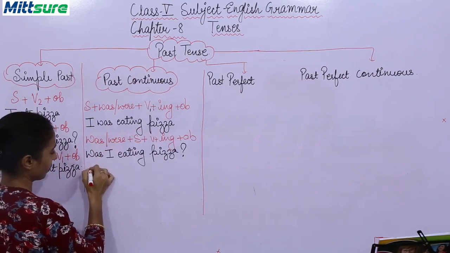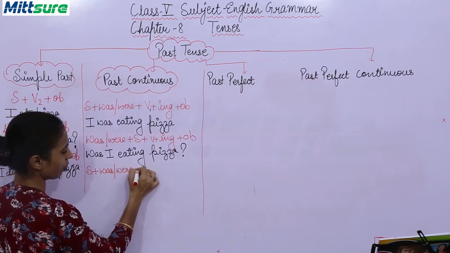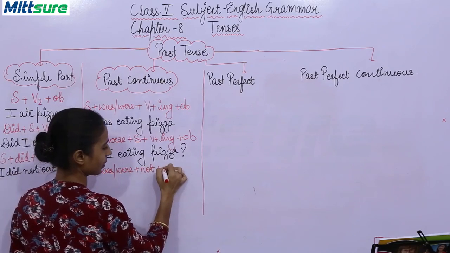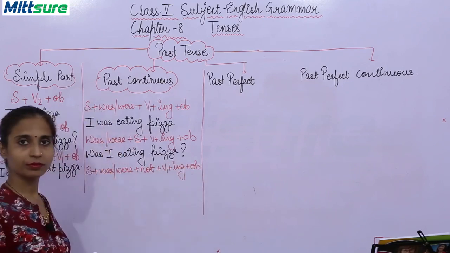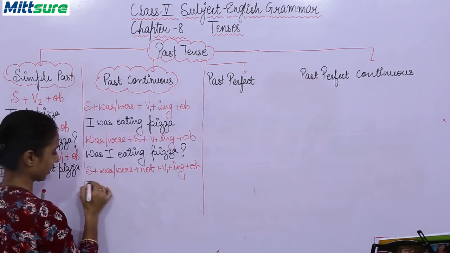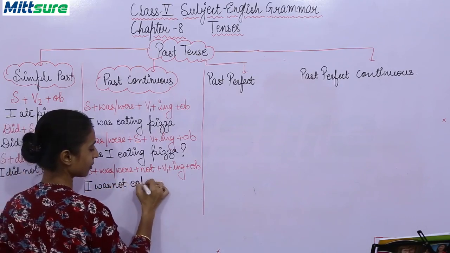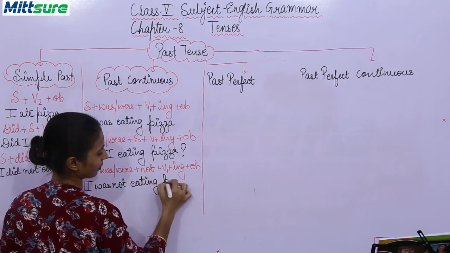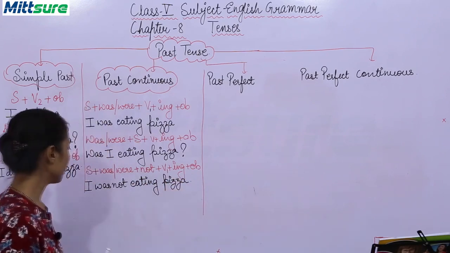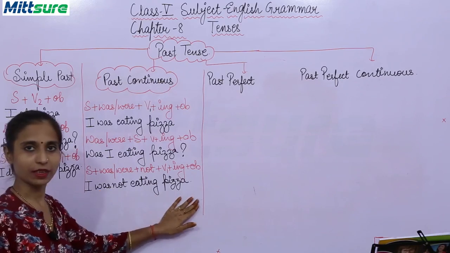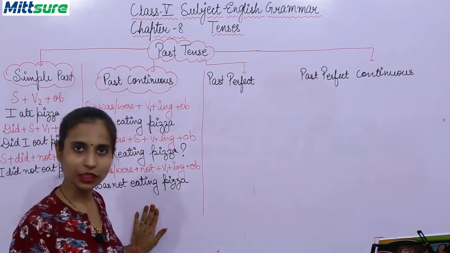Now, negative form. Subject plus was/were plus not plus verb plus ing plus object. I was not eating pizza. Am I clear to you? I was not eating pizza. I was not doing this work at all. I hope past continuous tense is clear to you all.